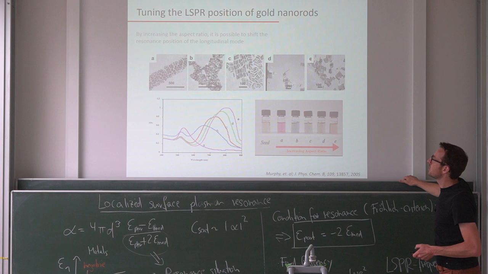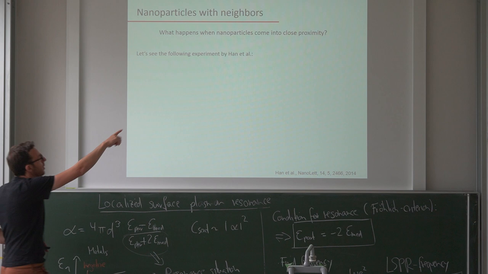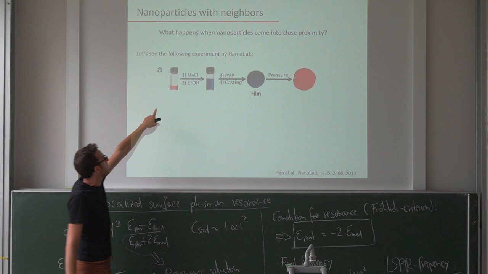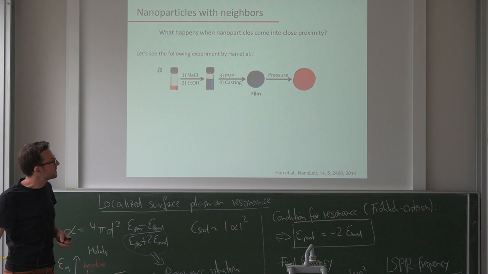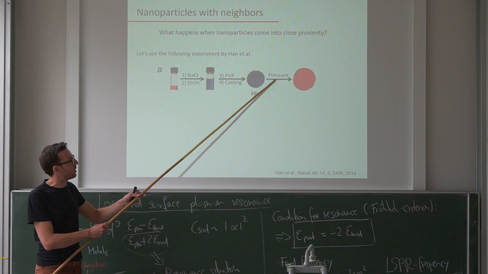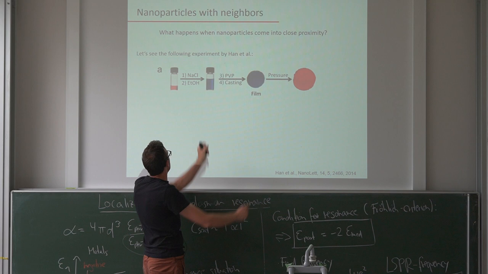This experiment has been done a few years ago in the group of Hahn et al. And they did the same thing. So this is what I just showed you. Here is pure gold. Now we added, or they added salt, and it becomes blue. That's exactly what we did as well. And now they cast these blue particles in a film. And now when they applied pressure, so kind of pushed on the film, then it went back to red again. So you get two color shifts, blue to red to blue, and then blue to red.